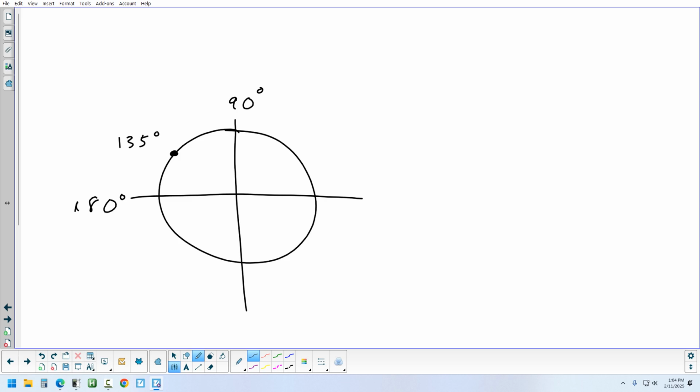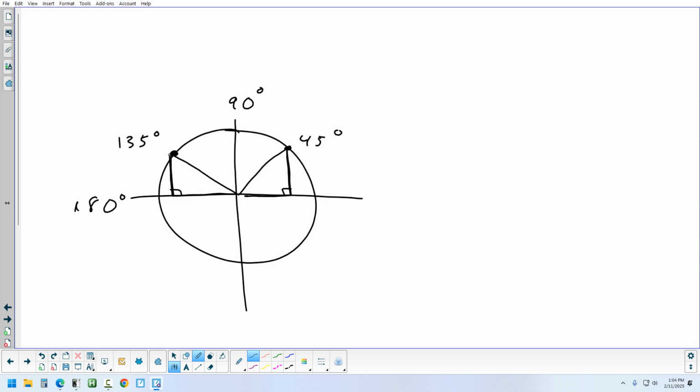Now, think about the triangle we had before. This is the 45. Here's the 135. How do those two triangles connect to each other? They're reflections. So both sides were root 2 over 2, root 2 over 2. Same thing here. Root 2 over 2, root 2 over 2.